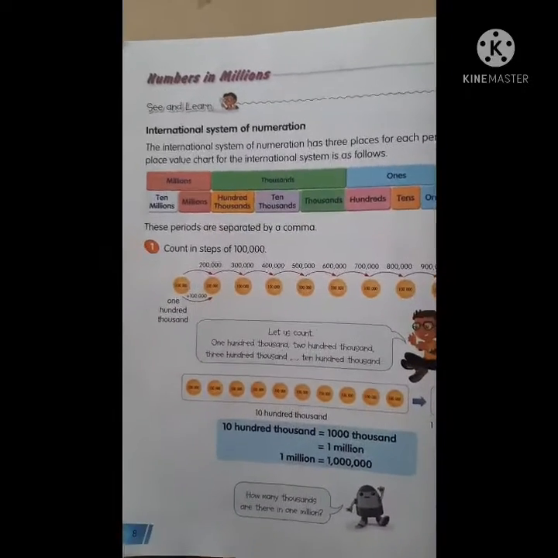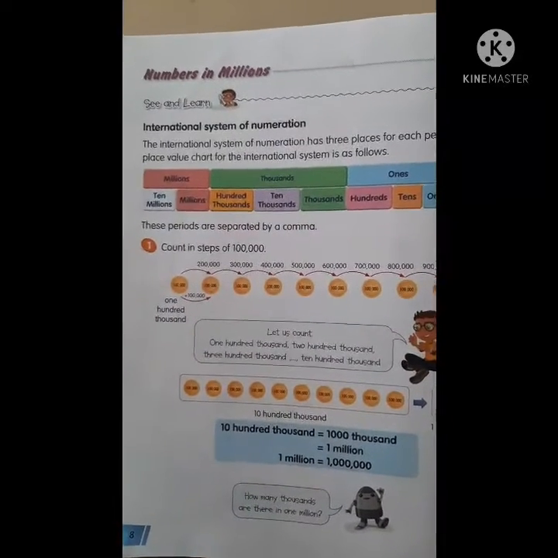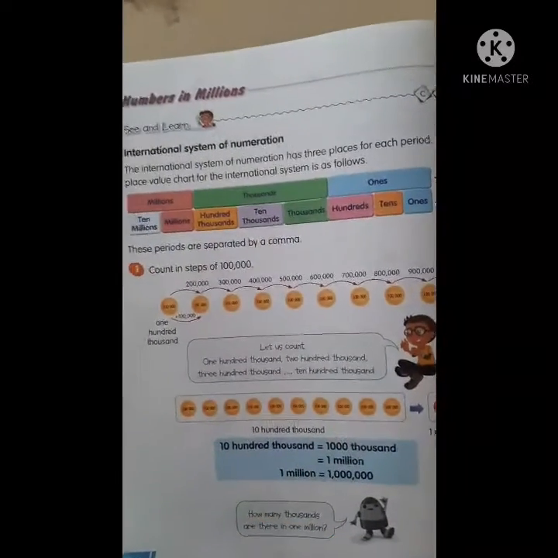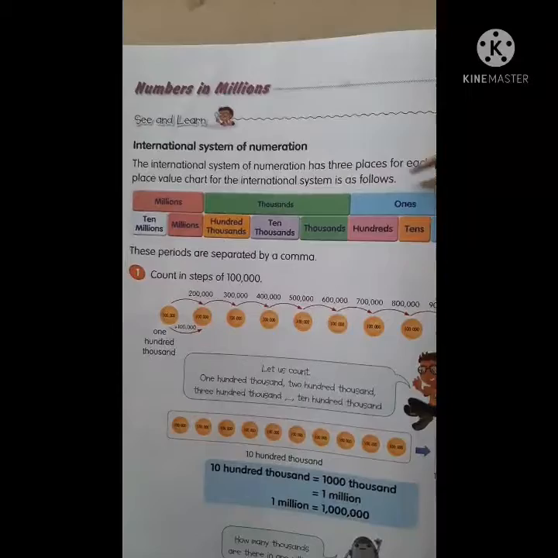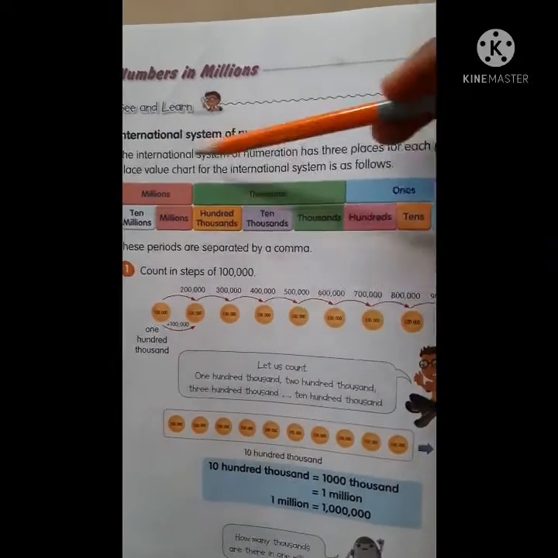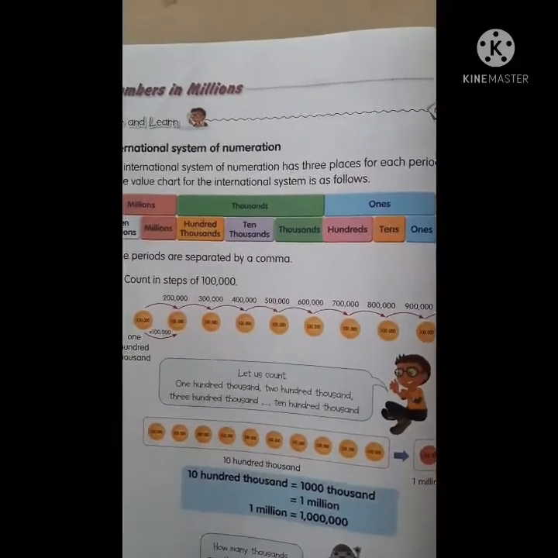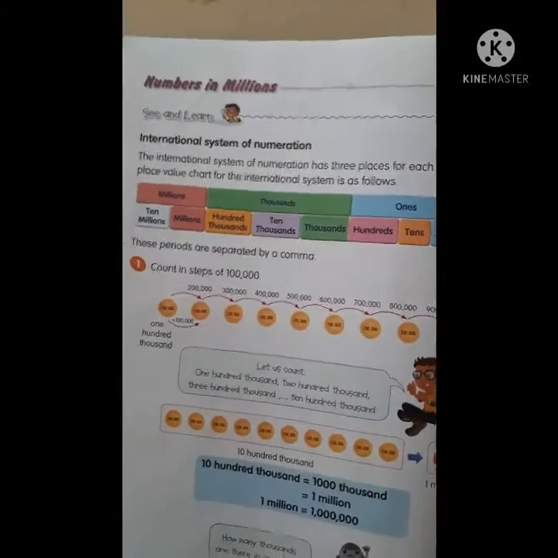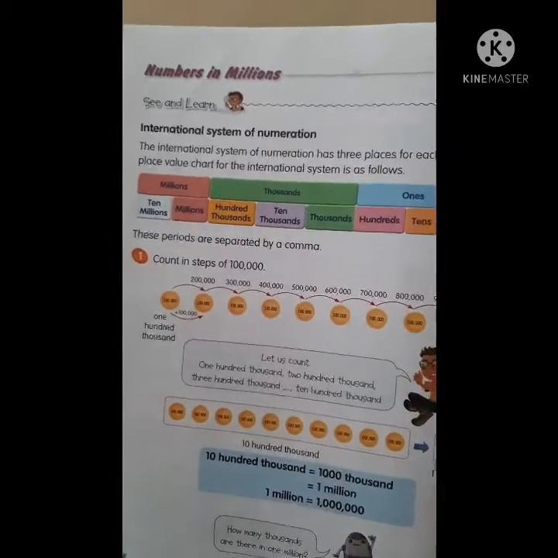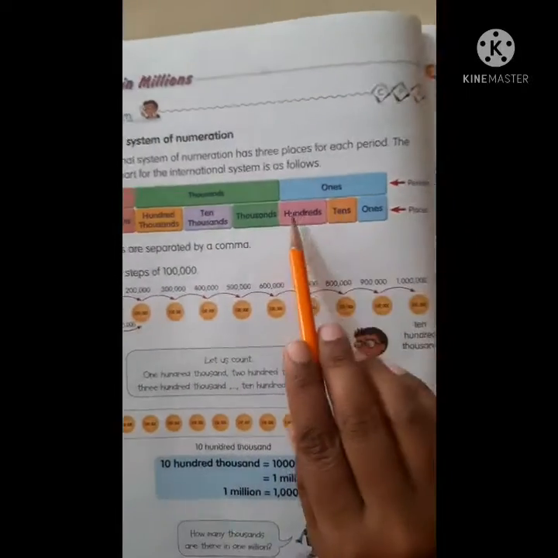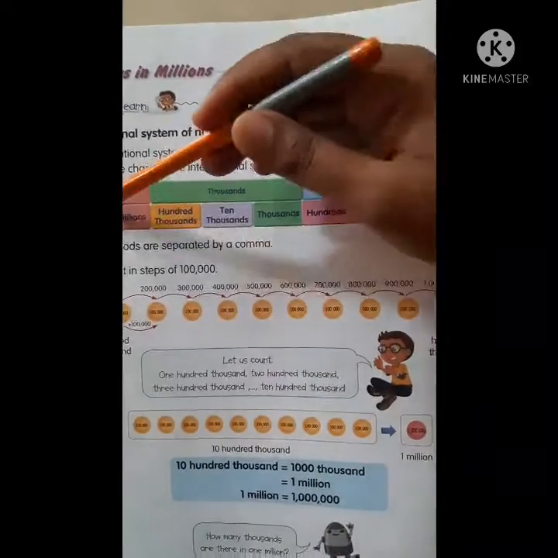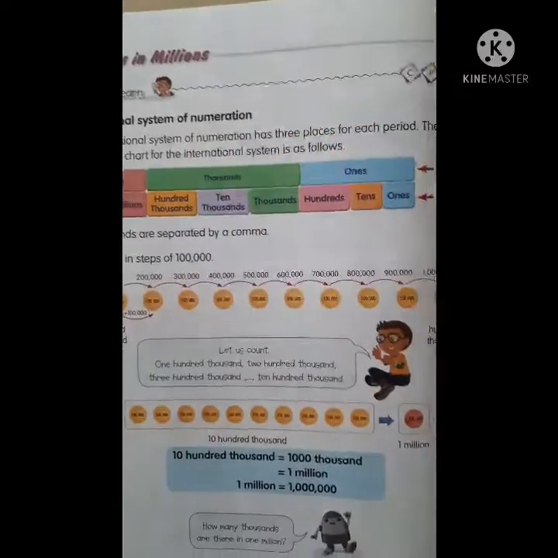We have already seen the Indian system of numeration. Now we will see the international system of numeration. What is the difference? That also we will see. International system of numeration has 3 places for each period. The place value chart of the international system is as follows. We had 4 places in our Indian system. Here it is 3: ones, thousands and millions. Again it will be divided as ones, tens, 100, 1000, 10,000, 100,000, millions and 10 millions. And this is also separated by a comma.